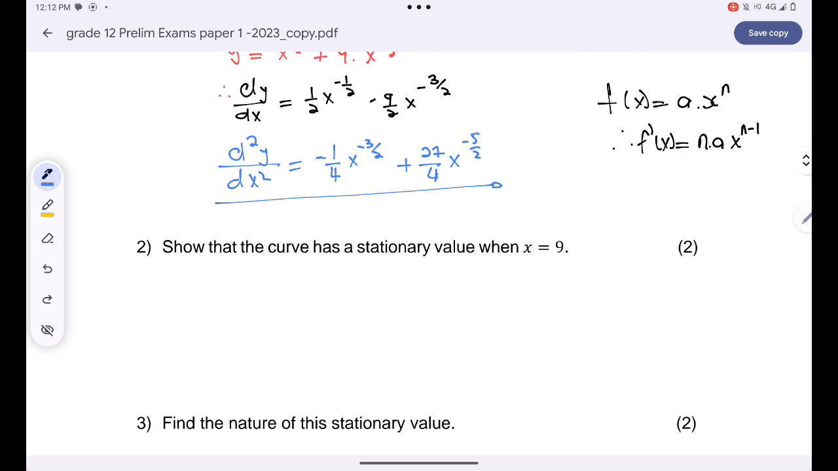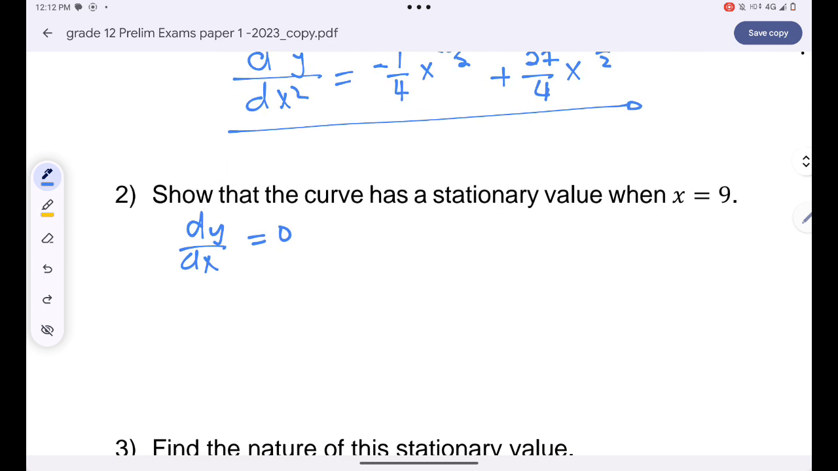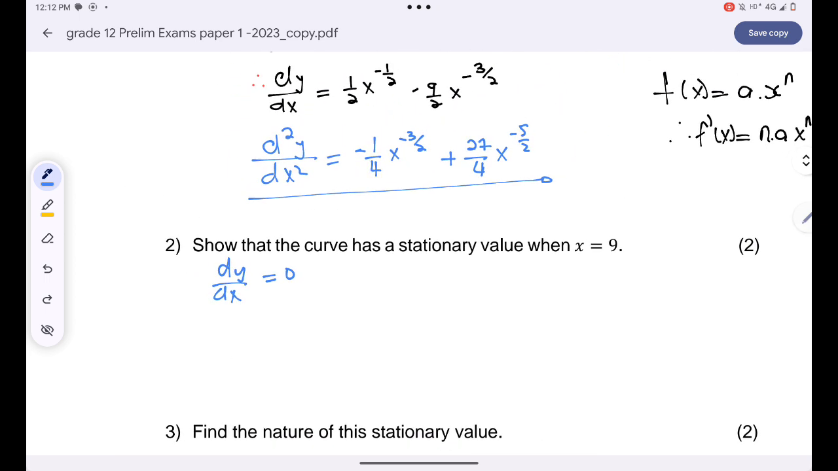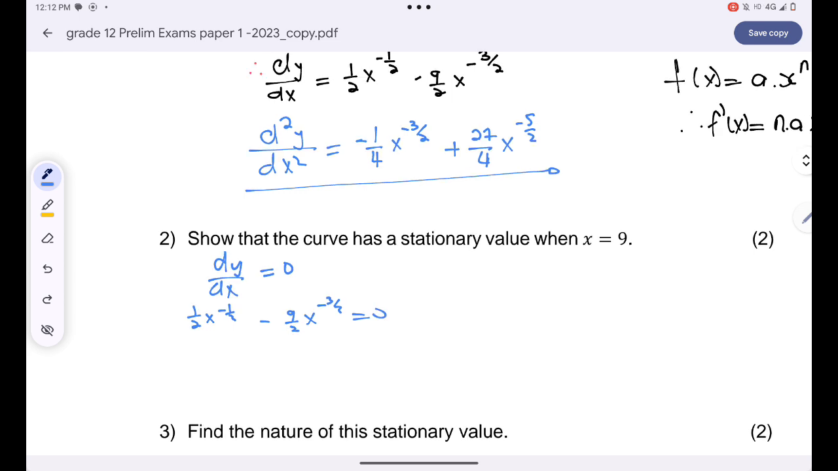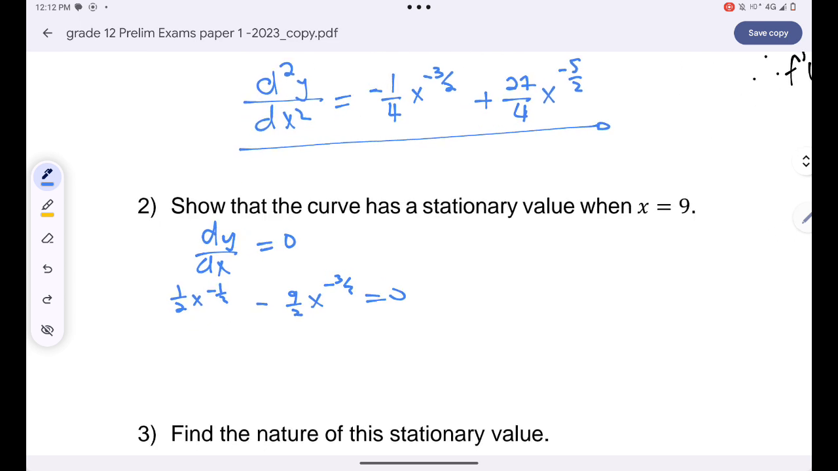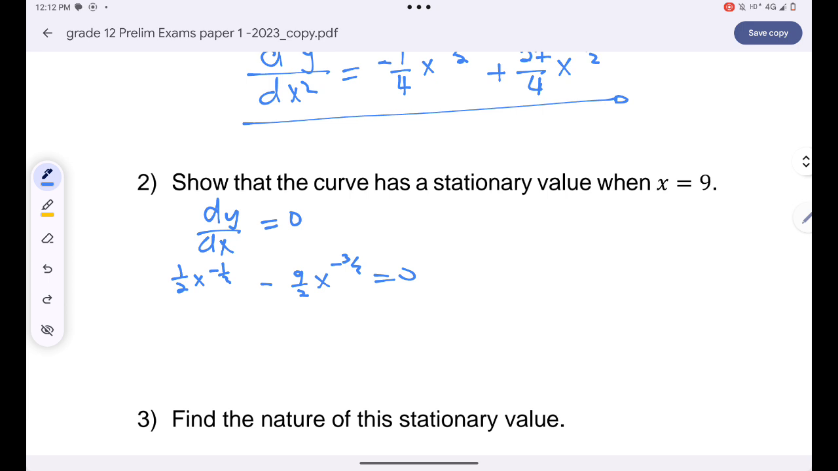Now, for my stationary point, dy over dx is always equal to 0. But dy over dx is basically 1 over 2 x to the power negative half minus 9 over 2 x to the power negative 3 over 2. That's equal to 0. Okay, I can simply multiply each and every term by 2. I'll end up having x to the power of negative half minus 9 times x to the power of negative 3 over 2. That's equal to 0.